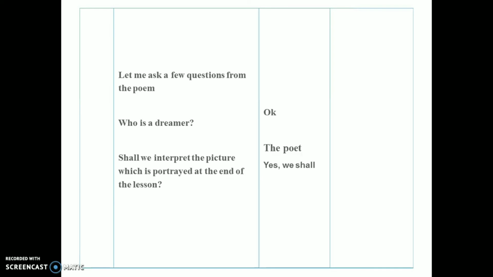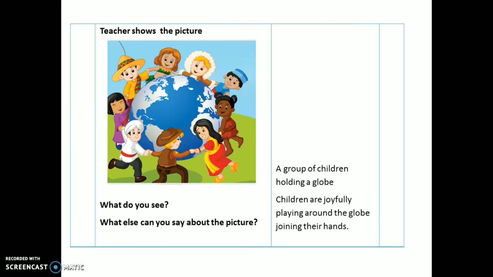Followed by that question answer session, the teacher shows one picture. From the picture, the teacher wants students to guess what exactly is happening in the picture. They can interpret the picture. This activity enables them to improve in their thinking process. Okay, it'll be helpful for their thought process.